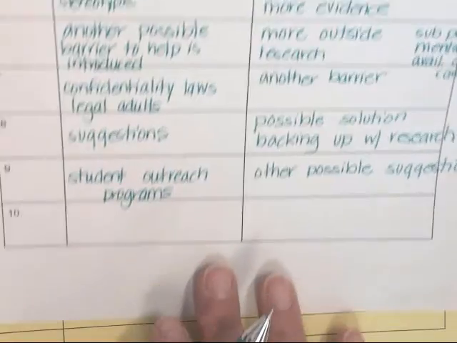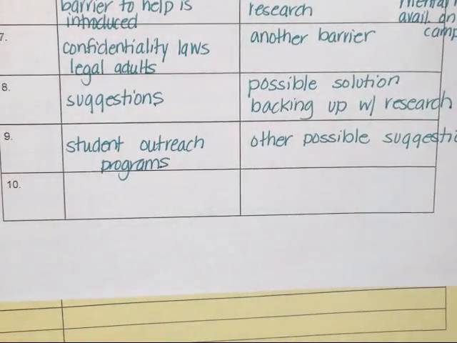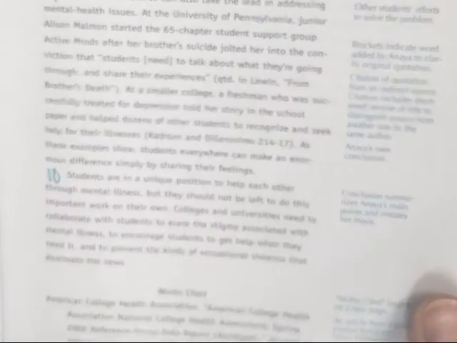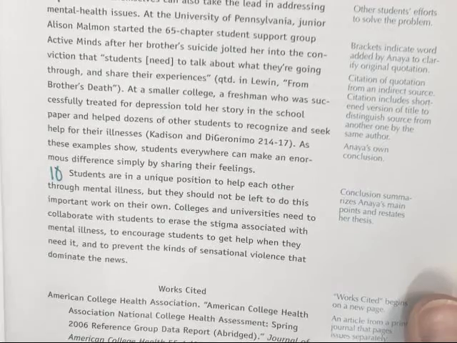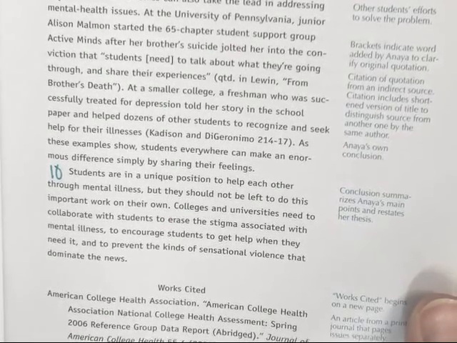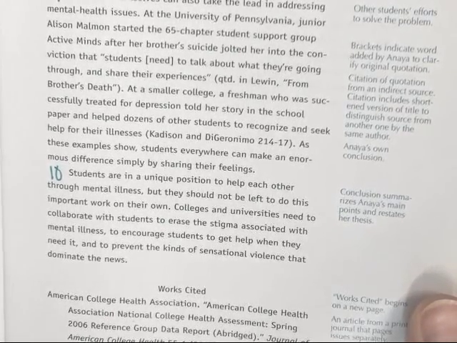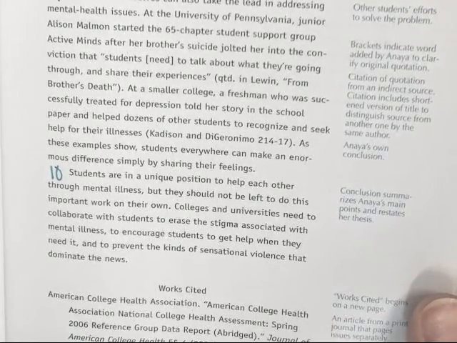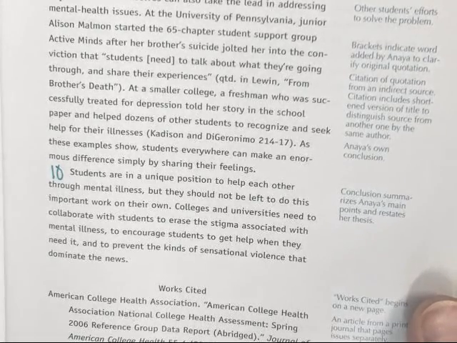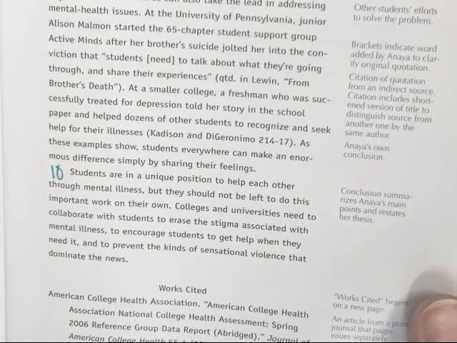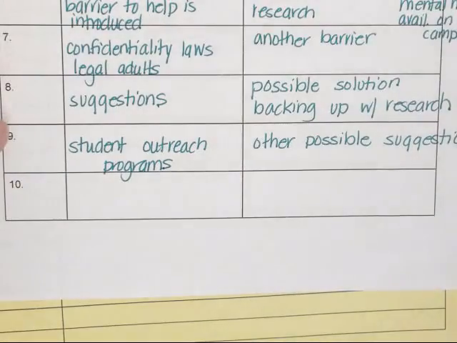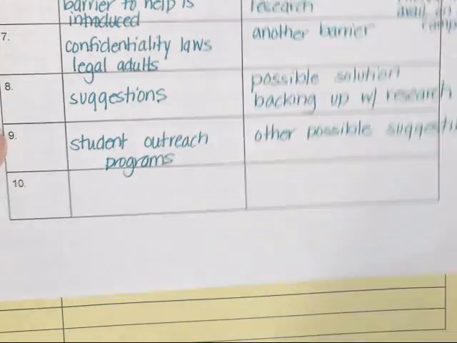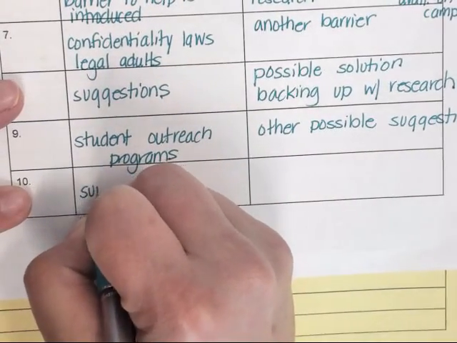Can you see? All right, in paragraph 10, students are in a unique position to help each other through mental illness, but they should not be left to do this important work on their own. Colleges and universities need to collaborate with students to erase the stigma associated with mental illness, to encourage students to get help when they need it, and to prevent the kinds of sensational violence that dominate the news. All right, so here she is obviously summarizing everything that she's done.